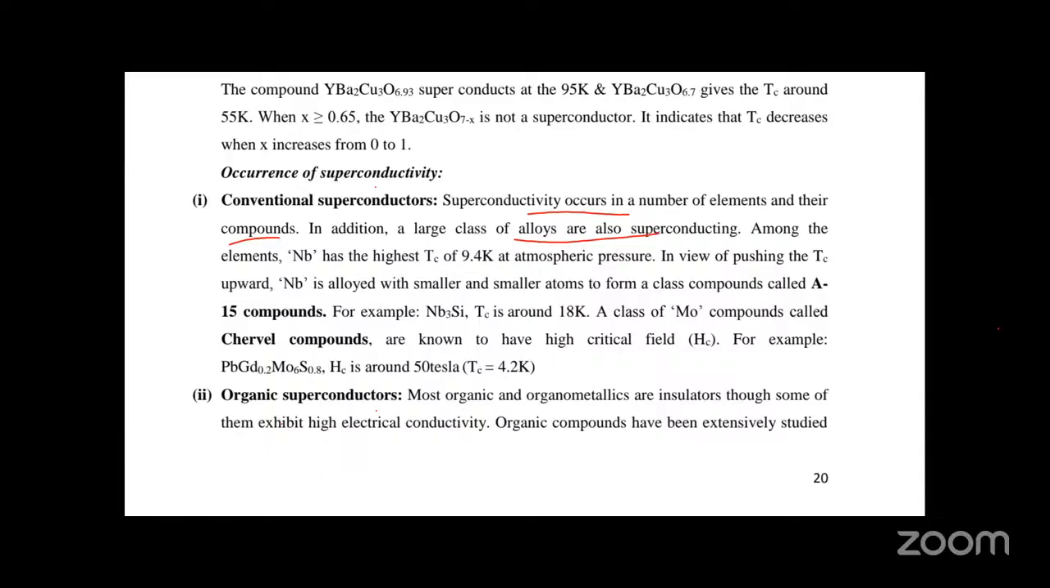What is meant by alloy? An alloy means the mixing of two metals. When two metals are mixed with each other, we get an alloy whose properties are increased compared with the individual metals. Whatever properties an individual metal has, those properties are enhanced by mixing one metal with another metal.